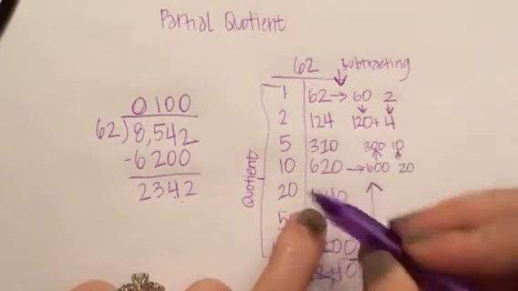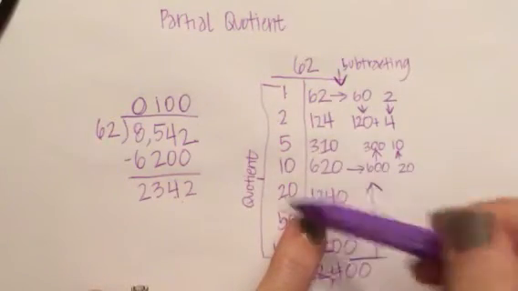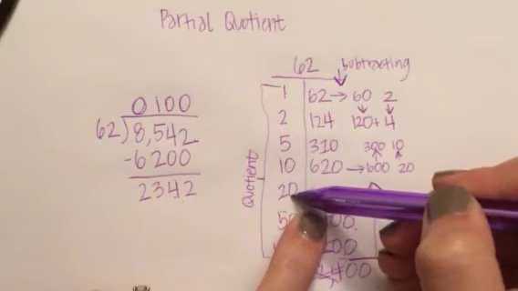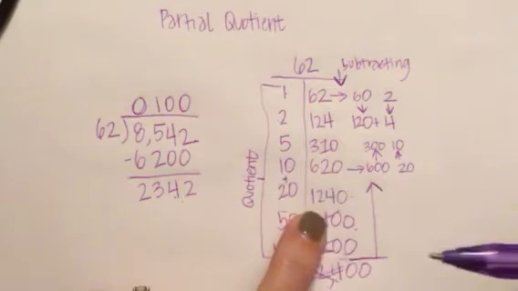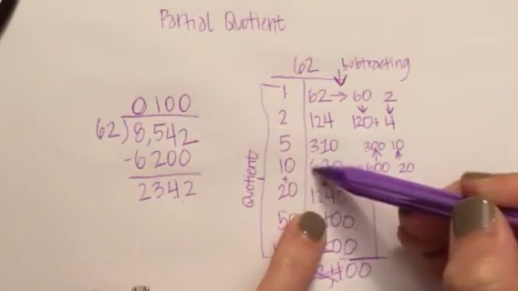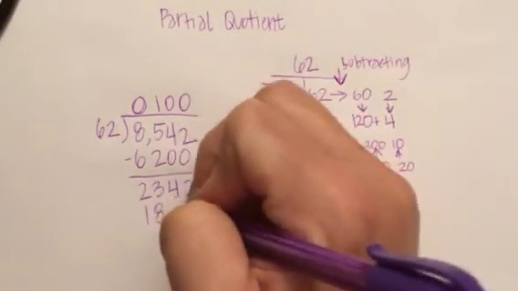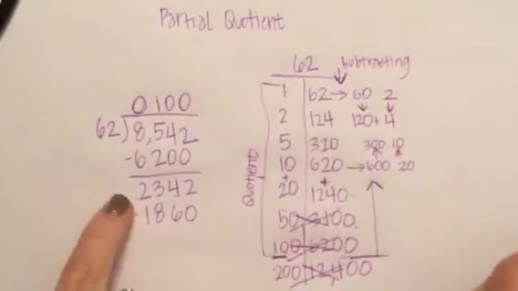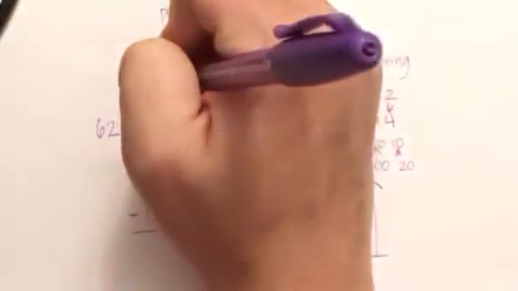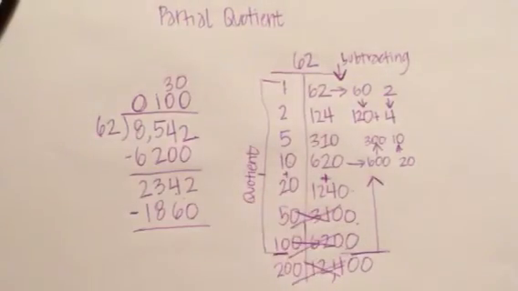So I get to 20 and I see 1,240 and I see, well, that's really low. So I'm going to look on my list and look at the relationship, and I see that if I combine 10 groups and 20 groups together, so 30 groups, then that would be the same as adding 1,240 and 620, which is 1,860, which is still less than 2,343. So this time I'm going to take 30 groups out. 10 plus another 20, meaning 30 groups.